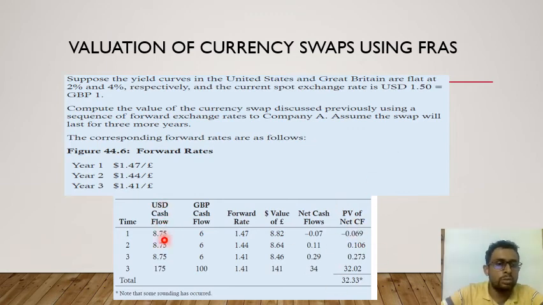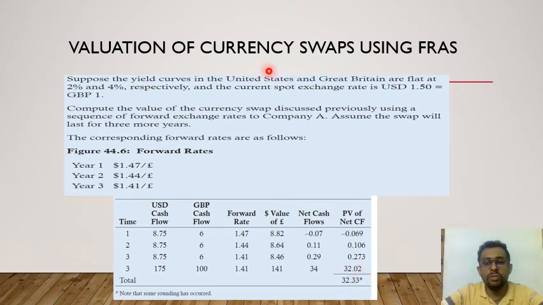That will be the value of our currency swap. So USD cash flows will be 8.75, 8.75, 8.75 and 175 in the year 3. GBP cash flows will be 6 million in 3 years, and in the last year 100 million will also come. So the forward rate is already calculated or given. We'll be putting 1.47, 1.44 and 1.41. So we'll then convert GBP into USD by using these forward rates, and we'll net it off, and we'll find the present value of netted cash flows using a 2% discount rate, which will give us 32.33, which is the value of our currency swap.